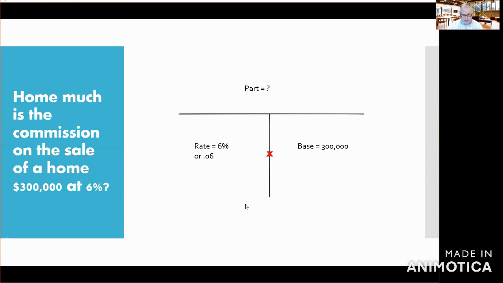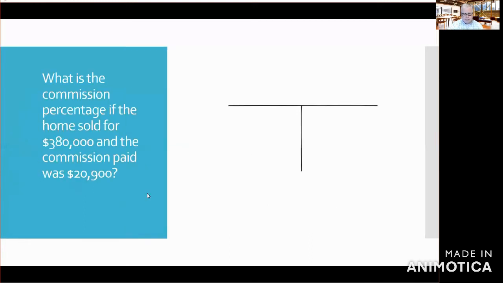Excuse me, for whatever reason, I'm a little congested this morning. So when I have those two, I multiply them together. So either 6% or 0.06 times 300,000 gives me 18,000. So that would be the commission on a $300,000 sale at 6%.